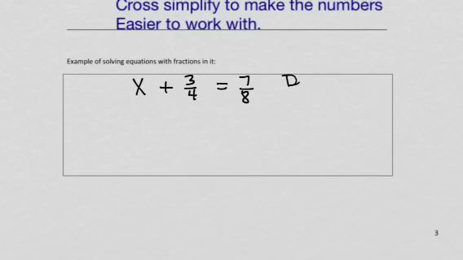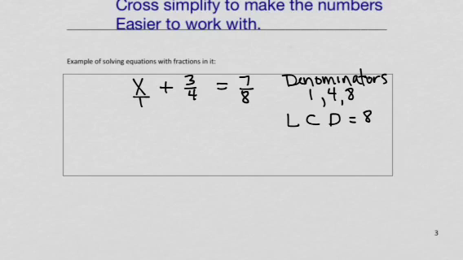So the denominators that I see are 1, which is under the x, 1, 4, and 8. So the lowest common denominator is equal to 8. Whatever the lowest common denominator is, we're not going to rewrite the fractions, we're going to actually multiply everything in the equation by that lowest common denominator of 8. So, whatever I do to one side, I have to do to the other, and that's the properties of equality that we've learned. So we're going to do 8 times x plus 8 times 3/4 is equal to 8 times 7/8.